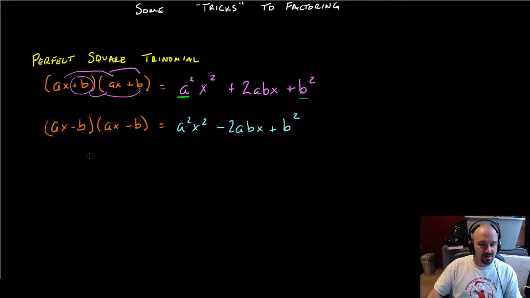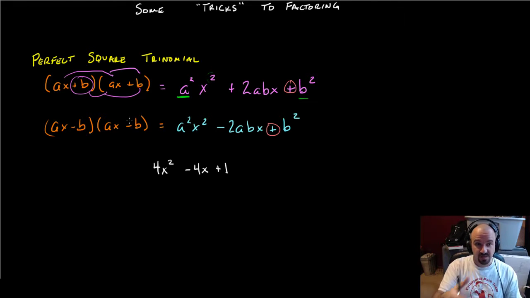All right, so here's an example. 4x squared minus 4x plus 1. Now, in both situations, the second sign was always positive. The reason for that is that the sign on b is always the same. Otherwise, you don't get that perfect square.